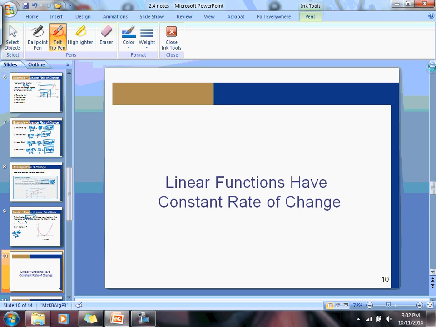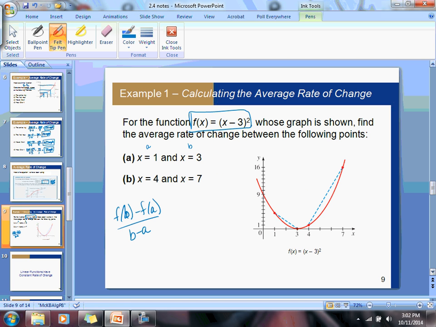So I'm going to do the work on the next. Oops, no I'm not. I thought I had an extra slide in there. Okay, I guess I don't. Then for part A here, we're going to have f of 3. Let me make a little room here. Let me erase that.